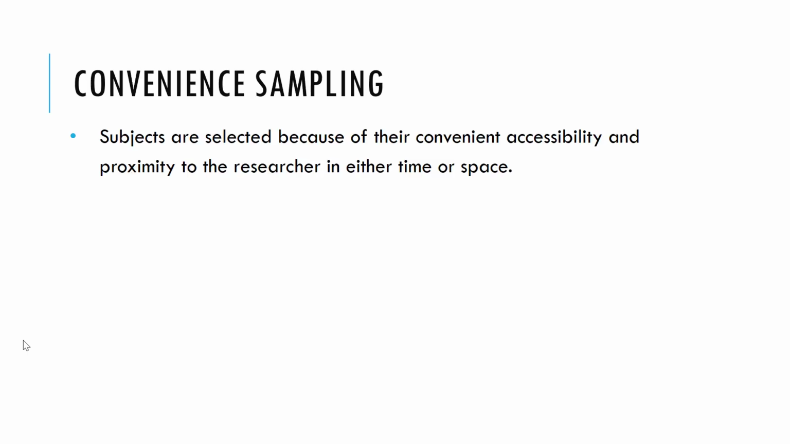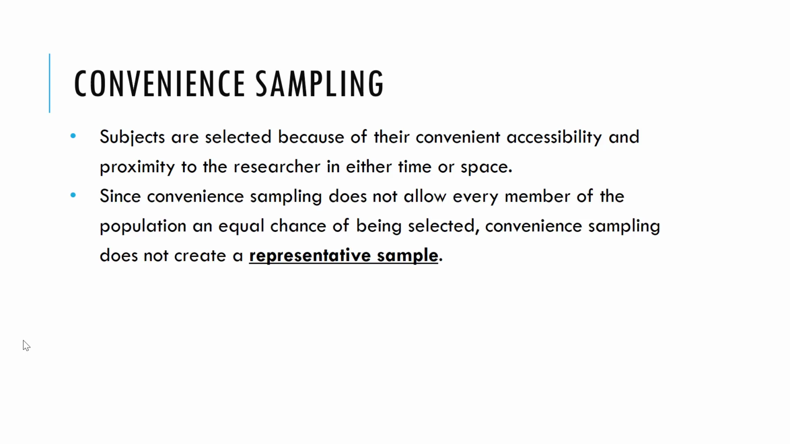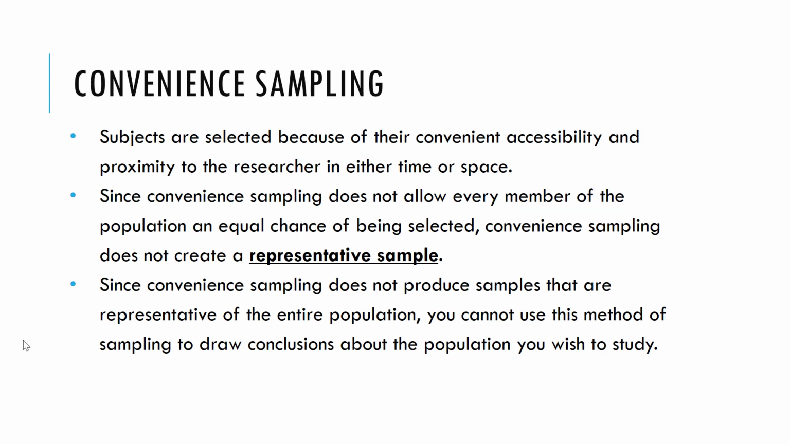Convenience sampling. Subjects are selected because of their convenient accessibility and proximity to the researcher in either time or space. Since convenience sampling does not allow every member of the population an equal chance of being selected, convenience sampling does not create a representative sample. Since convenience sampling does not produce samples that are representative of the entire population, you cannot use this method of sampling to draw conclusions about the population you wish to study.